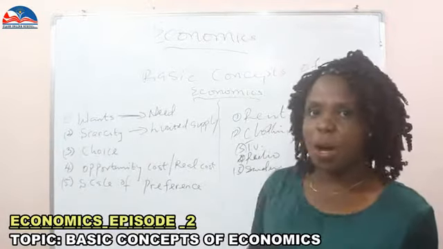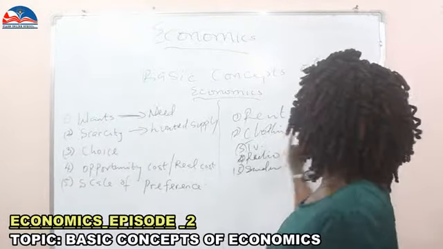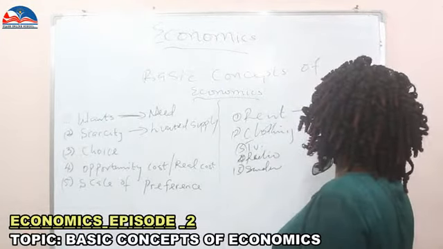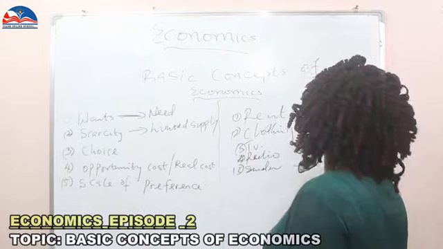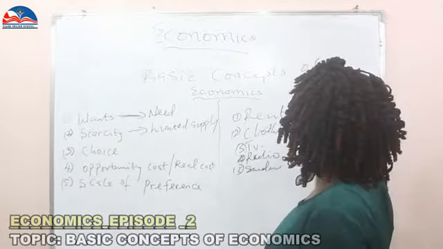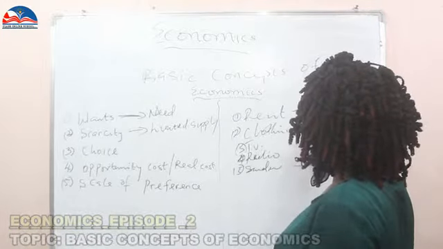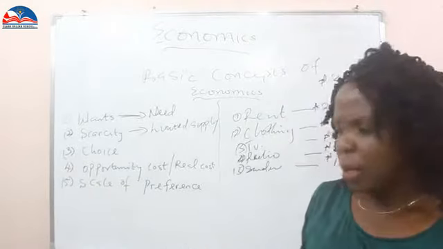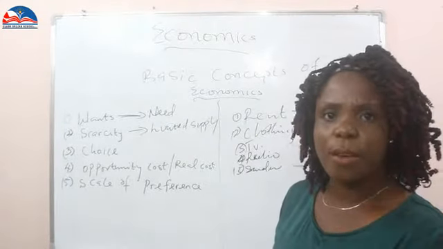This might cost 20,000. This might cost about 10,000. This might cost about 10,000. Let's take it at that. This might cost about 2,000. And this might cost about 1,500. Now let's assume that we have 30,000 naira to satisfy this. That is the scarce resources we have in hand.